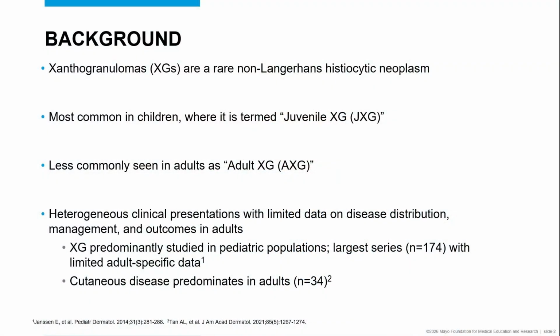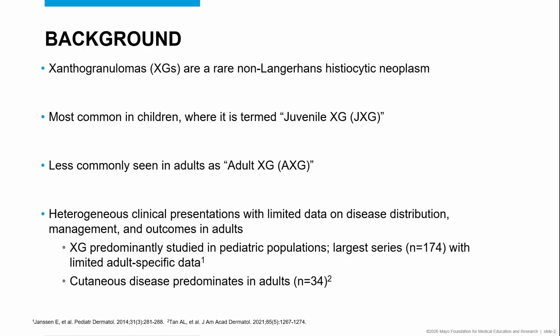All right. Thank you, everyone, for coming today and for giving me the opportunity to talk on our work, examining patterns of presentation and outcomes in adult xanthogranuloma. All right, so just a bit of background. Xanthogranulomas can be on the spectrum of the non-Langerhans cell histiocytic neoplasms. They are most commonly seen in children, where they are termed juvenile xanthogranulomas, also known as JXG. Less commonly, they are seen in adults, where they are termed adult xanthogranuloma, also known as AXG.